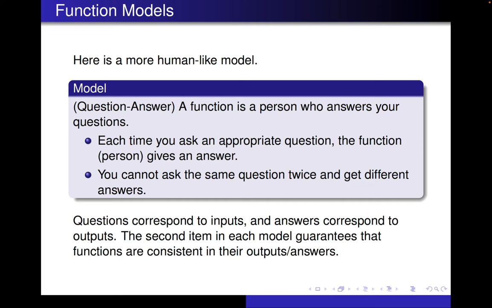And the second item in each model, that consistency one, guarantees that the functions are always going to be consistent in their outputs and answers when you give them a given input. It makes it so that you can rely upon them to give you reliable outputs and answers.